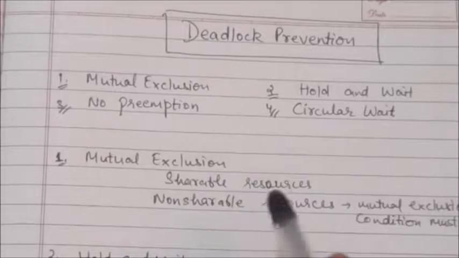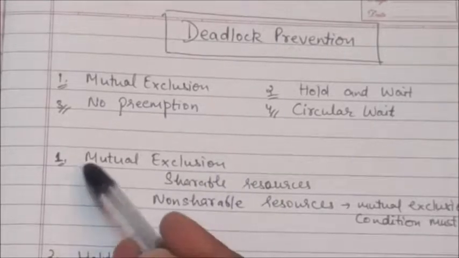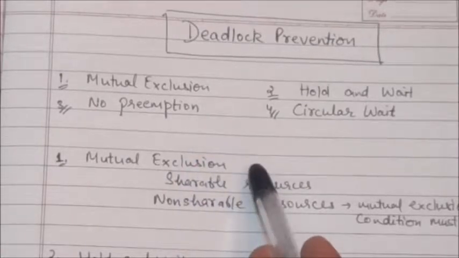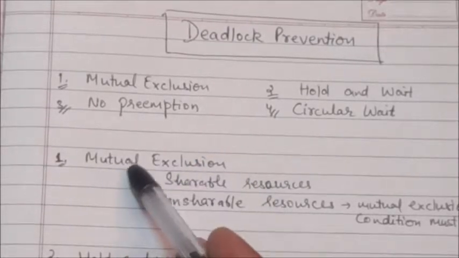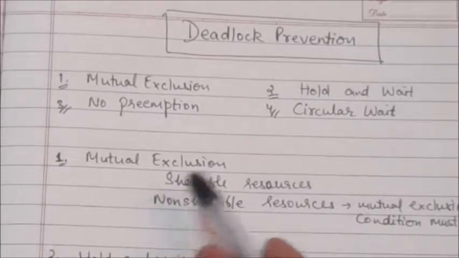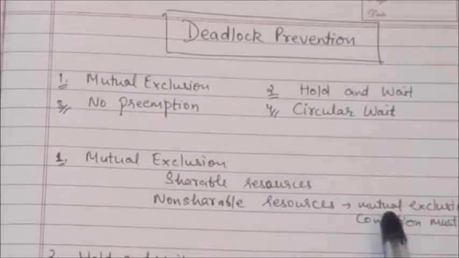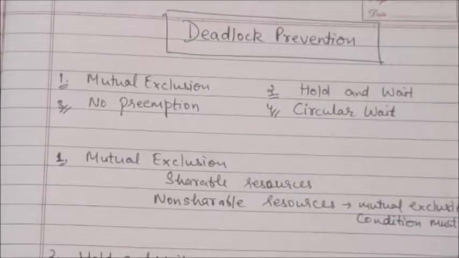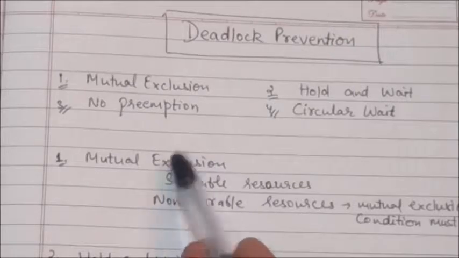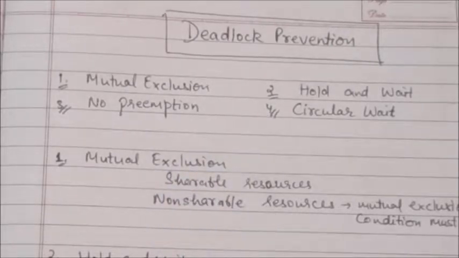So we cannot prevent deadlock by ensuring that the mutual exclusion condition does not hold, because some of the resources are non-shareable. For non-shareable resources, the mutual exclusion condition must hold. So we cannot ensure that the mutual exclusion condition does not hold.